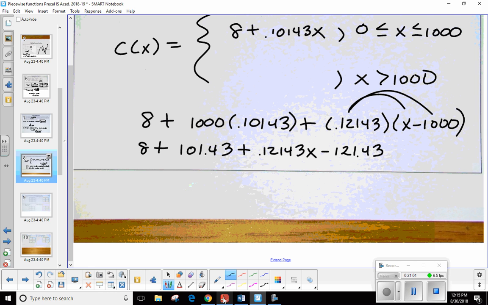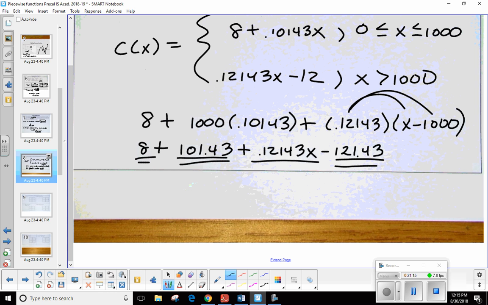Okay. So this one had the x. So 0.12143x minus 12. If I take the 8, the 101.43, and the negative 121.43, that gives me minus 12. So see, now knowing this function, if I do have a set number of hours, like if I wanted to know 2,000 hours, I don't have to do anything special now. I can plug the 2,000 right in there, and I can figure out how much it's going to cost.